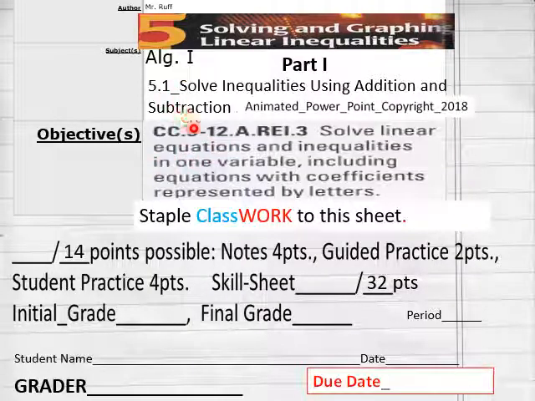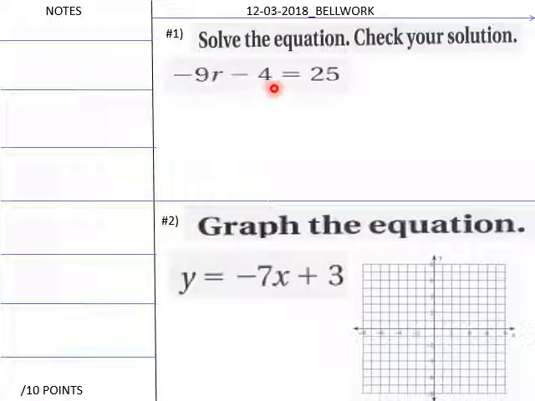There's our lesson 5.1, solving inequalities using addition and subtraction. Here's our Common Core standard, teachers. We have 32 points in classwork and 14 points of note-taking. Here's the bell work for students to do as they come into your classroom, or for homeschoolers, do this as a warm-up for this lesson.